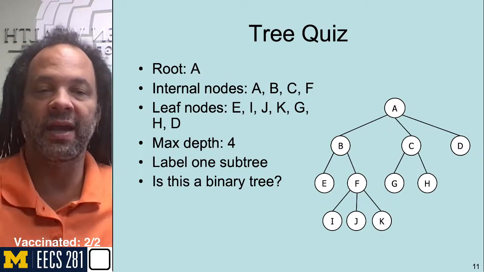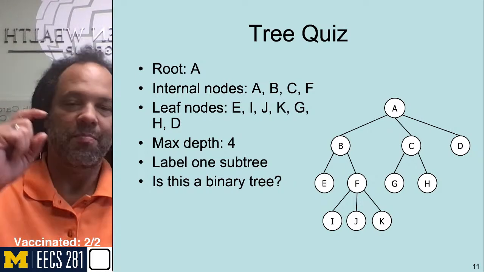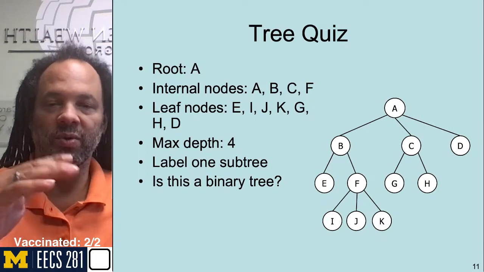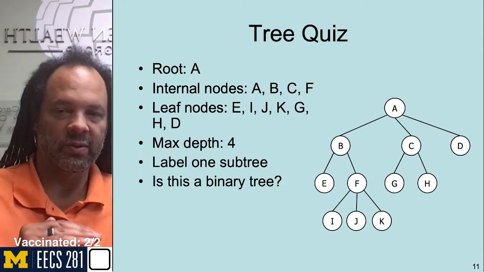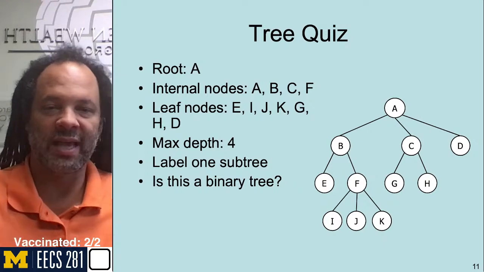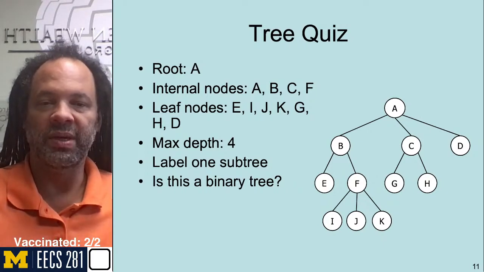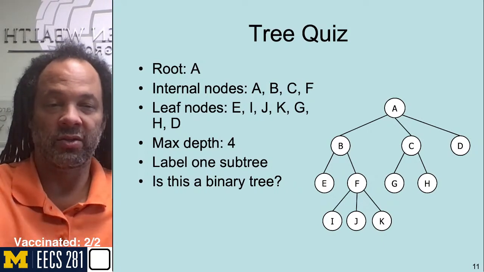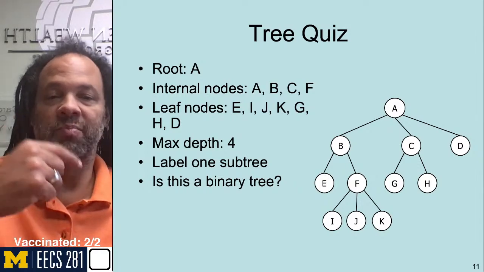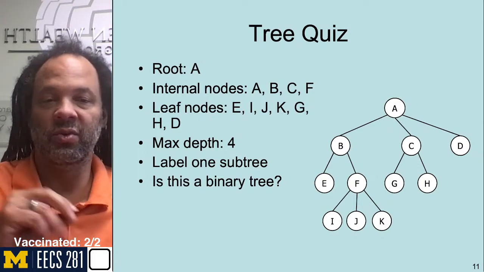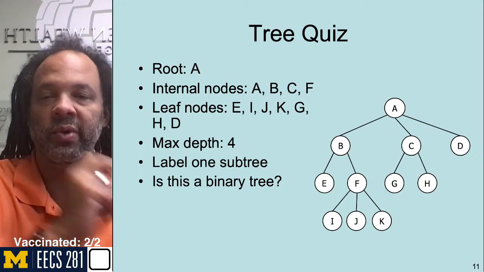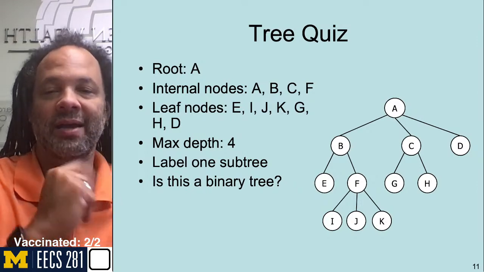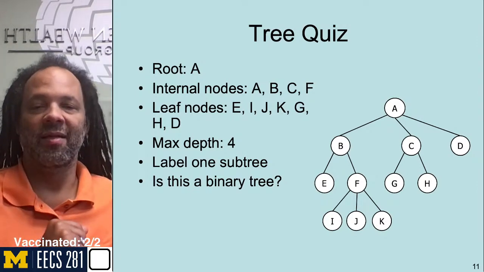I say maybe A is of height 3, but no, I can see that B has a subtree that's rooted at B that has a total height of 3 with those leaf nodes I, J, K. Their parent F has got a height of 2. B's got 2 children, one of height 1, the E, one of height 2, the F, the largest of which is 2. We add 1 to that. That makes B of height 3. So then A has children B, C, and D with heights 3, 2, and 1. We take the largest of that, 3, add 1, and the max height is 4, just like the max depth is 4.